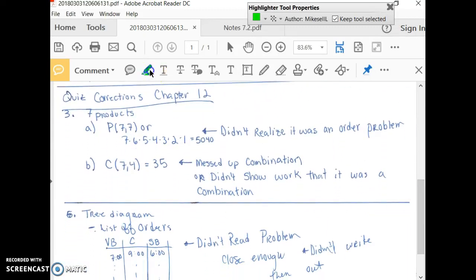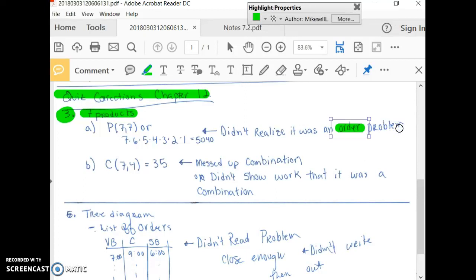Okay, another one then would be quiz corrections chapter 12, right? Let's say I missed problem 3. Here's a summary of it. I got 7 products. So my first problem was a permutation. Didn't realize it was an order problem. Right? You could also have been, you didn't show work, right? Because I had to see that, or I needed to see this to indicate it was a permutation.